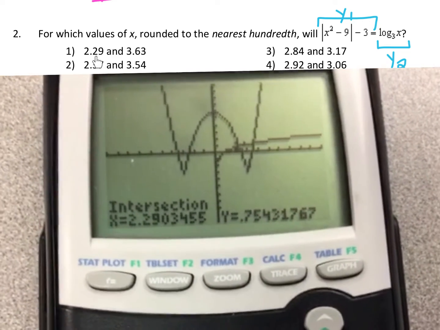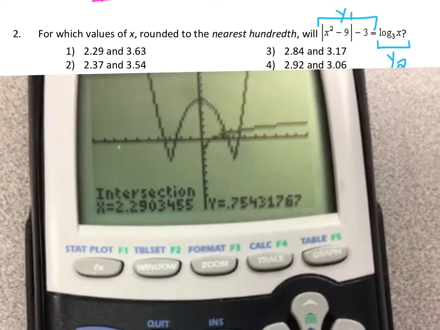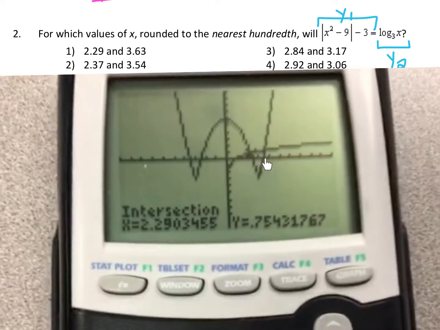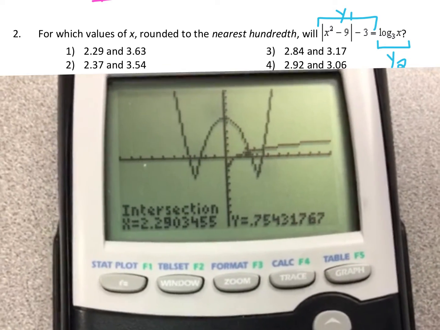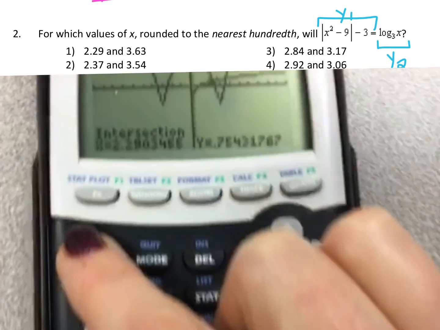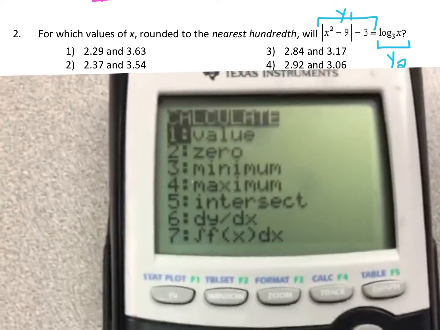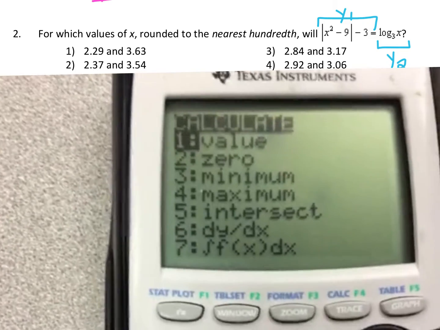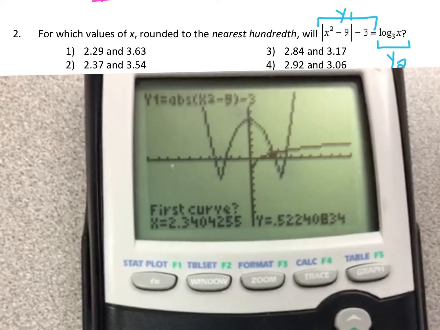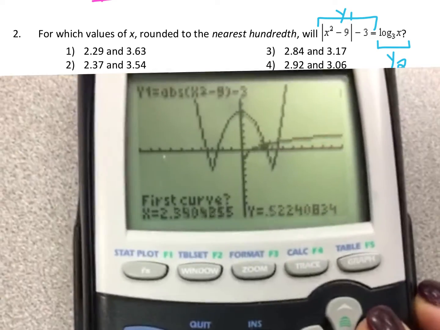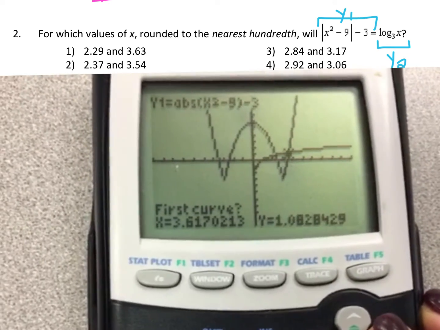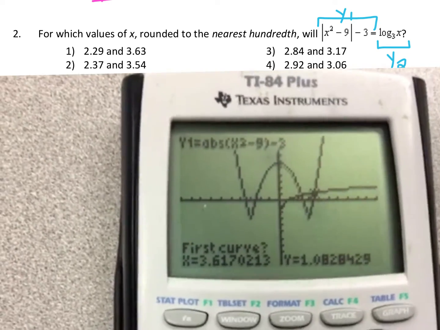So I'm assuming choice 1 is the answer because that's the only one that has that. But let's make sure that this other point of intersection occurs at 3.63. So again, we're going to do second, trace, and then I just hit the number 5. I feel like it's kind of a waste of time to scroll all the way down and hit enter. So you could just hit the 5. And then we use our arrow key to go over to the next one and just hit enter, enter, enter.